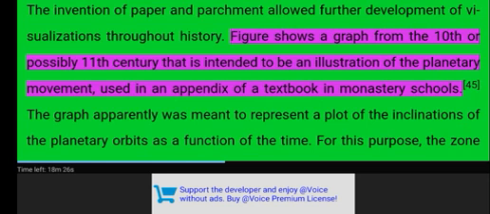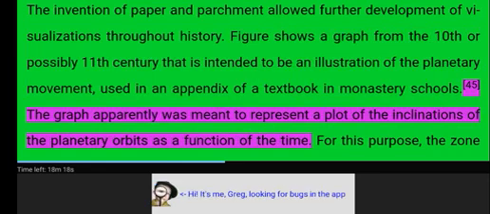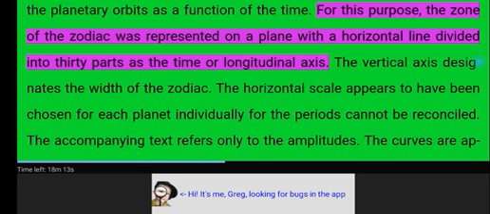Figure shows a graph from the 10th or possibly 11th century that is intended to be an illustration of the planetary movement, used in an appendix of a textbook in monastery schools. 45. The graph apparently was meant to represent a plot of the inclinations of the planetary orbits as a function of the time. For this purpose, the zone of the zodiac was represented on a plane with a horizontal line divided into 30 parts as the time or longitudinal axis.